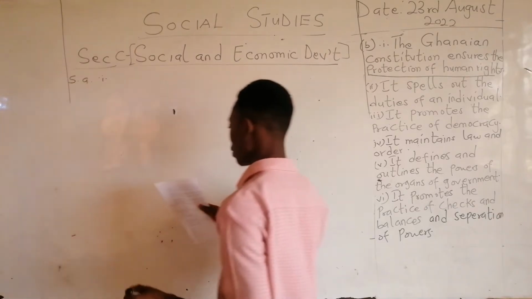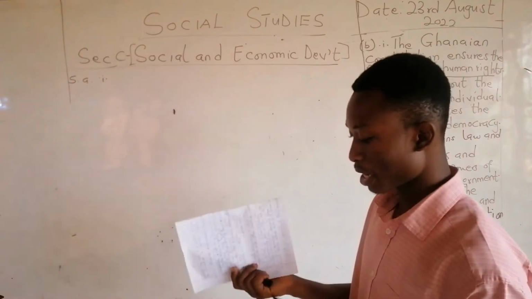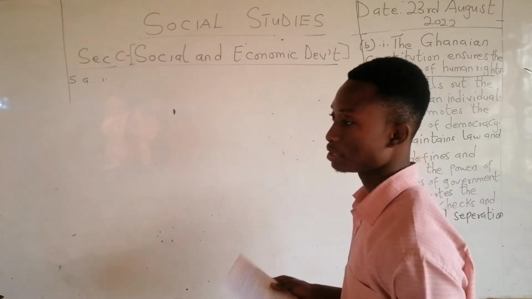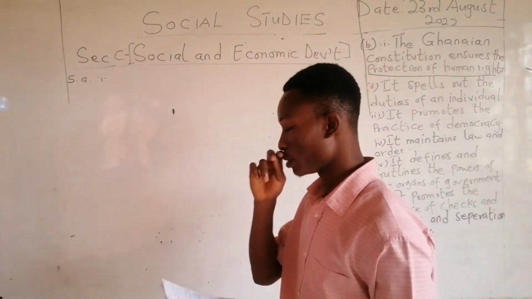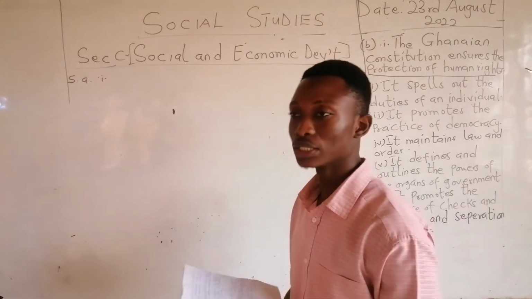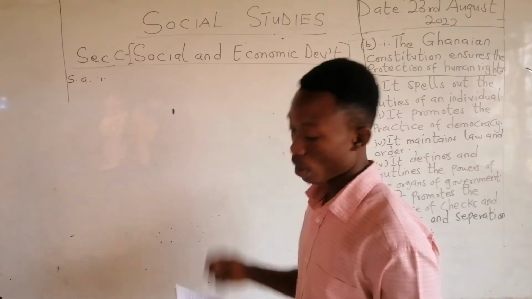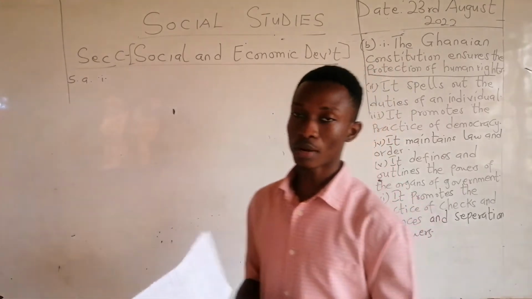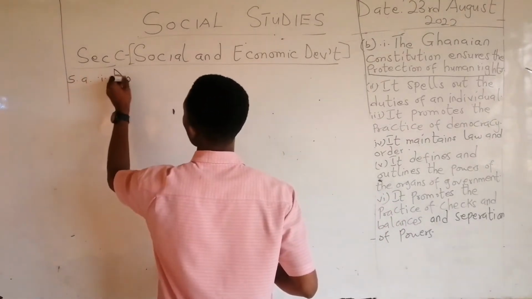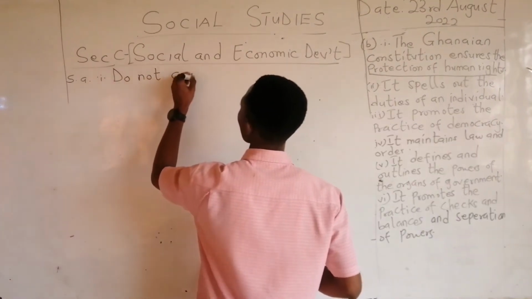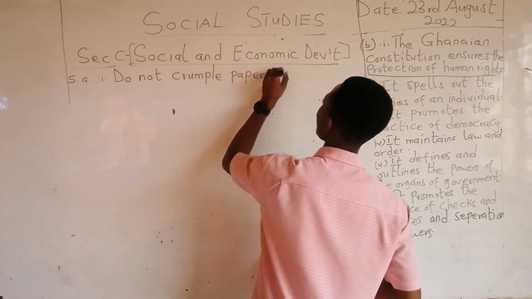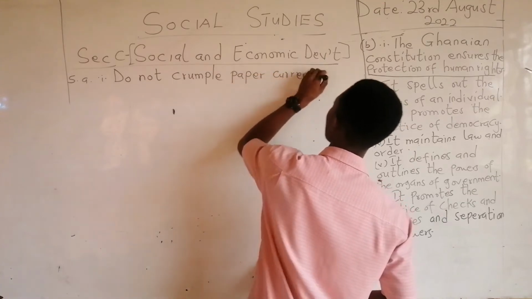We say we should list 4 proper ways of handling paper currency. With the currency we have, what are some of the ways we should do to keep them in good condition? Yes, to handle them well. 1, do not crumple paper currency.